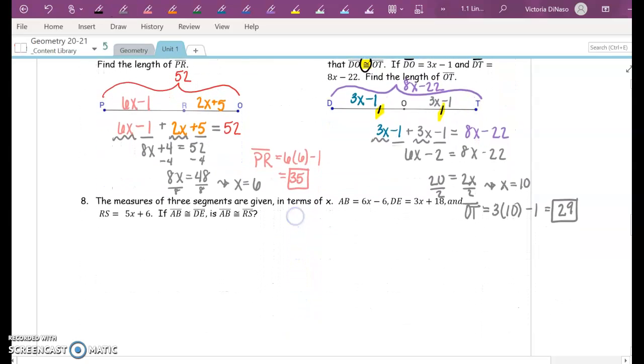And then finally, number 8, it says the measures of 3 segments are given in terms of x. It says AB is 6x minus 6, DE is 3x plus 18, and RS is 5x plus 6. Now, if AB is congruent to DE, is AB congruent to RS? So we're going to use this information and set AB congruent to DE, figure out what x is, and plug the x back in to figure out if they are all the exact same measure.